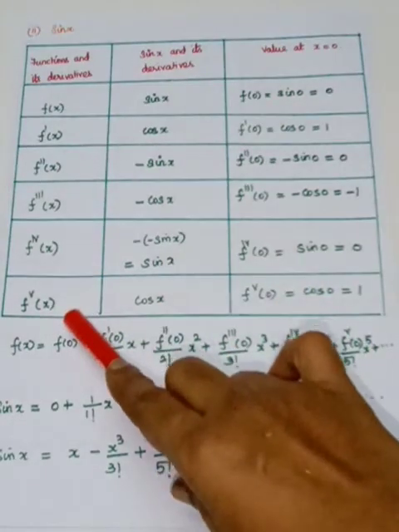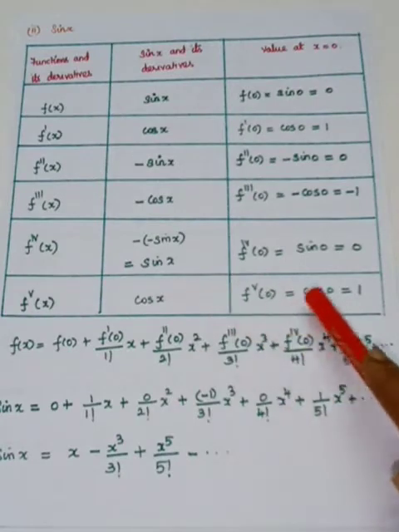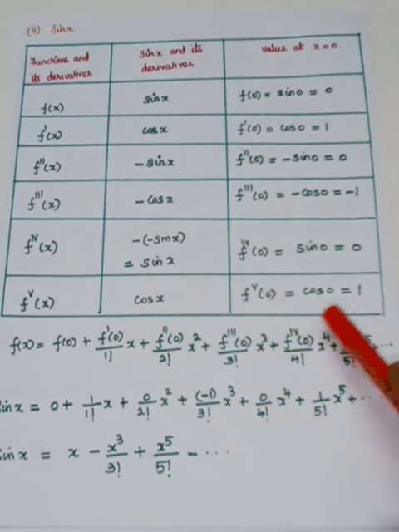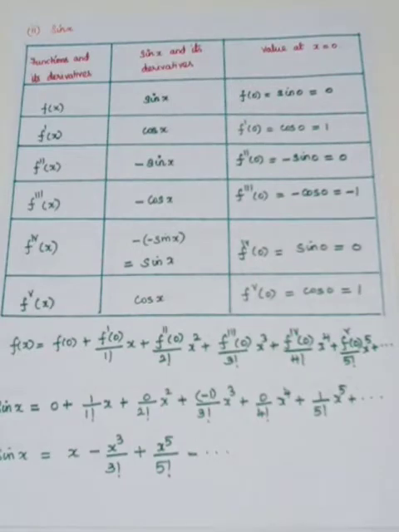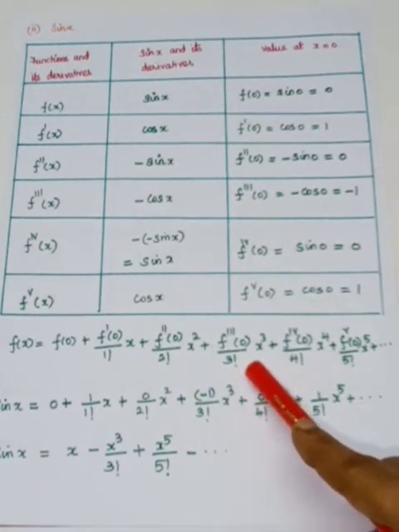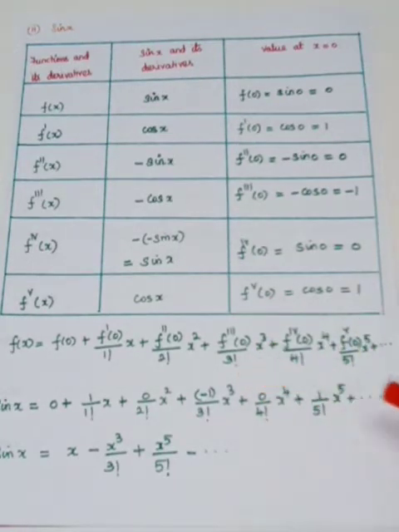The fifth derivative of f(x). So sin x, if you differentiate, gives cos x. So the fifth derivative at 0 is cos 0, that is equal to 1. So you have to write down the Maclaurin series. What is it? f of x is equal to f of 0 plus f dash of 0 by 1 factorial into x plus f double dash of 0 by 2 factorial into x squared plus f triple dash of 0 by 3 factorial x cube plus etc. You need not write all the terms.